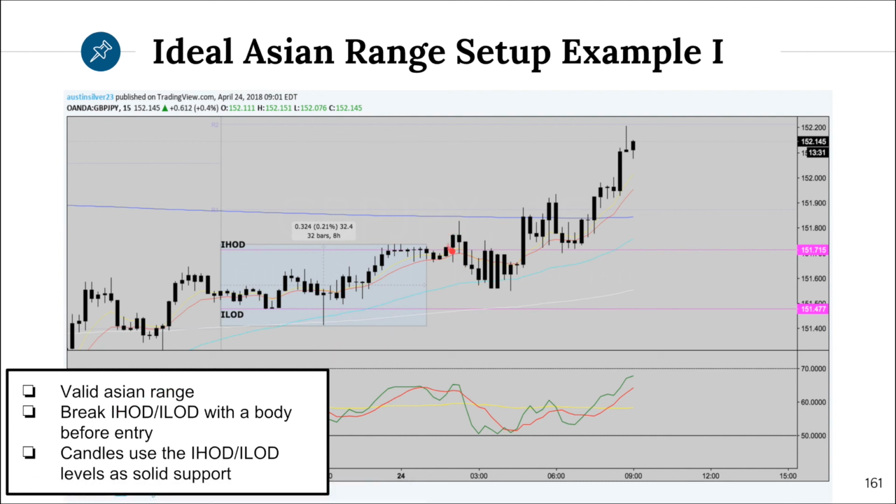Right here, we can see that 2 candles close above the initial high set in Asia. Great, we broke out of the box. Now, candles use the initial high and initial low levels as solid support to make moves off of for us to find S2 entries. What do you find later in the day here?